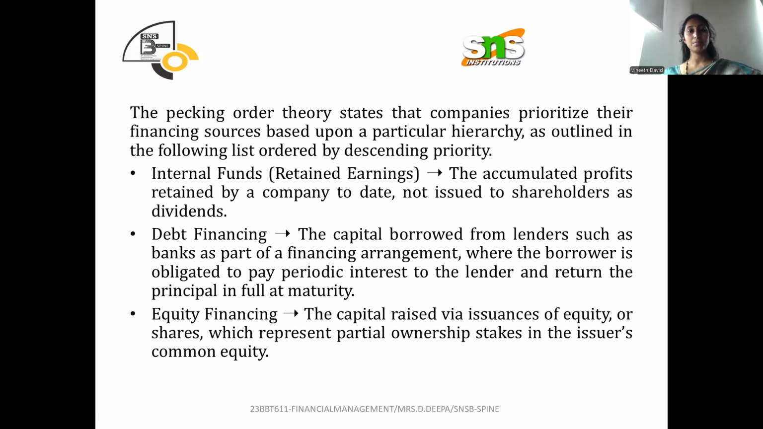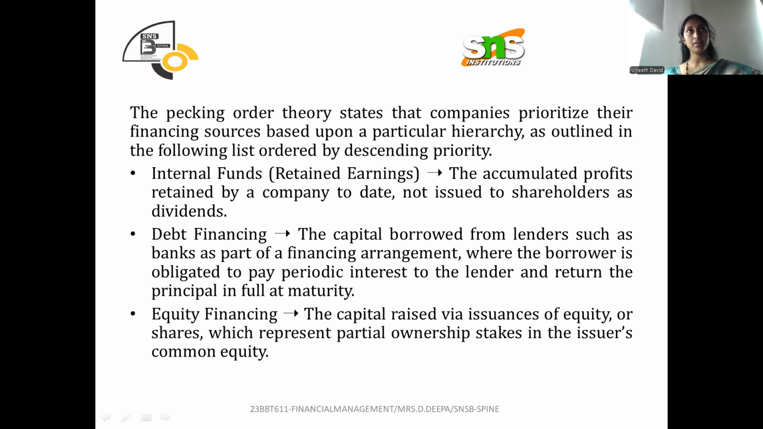Pecking order theory simply states how companies give prioritization to the following funds. The first one is internal funds, next is debt financing, and next is equity financing. First it deals with internal funds. Internal funds, the other name is retained earnings.